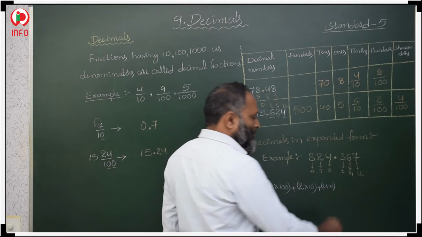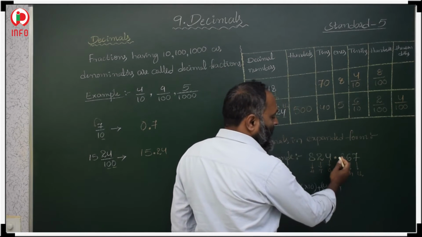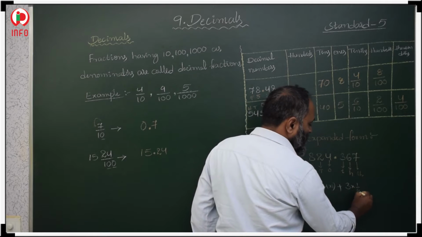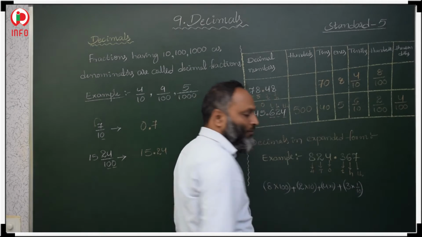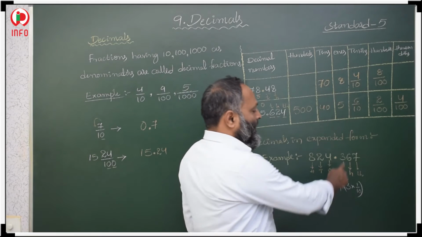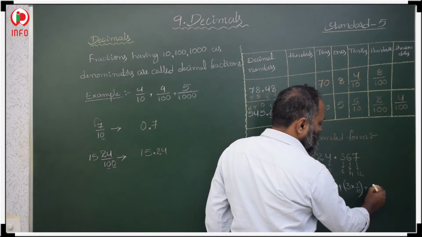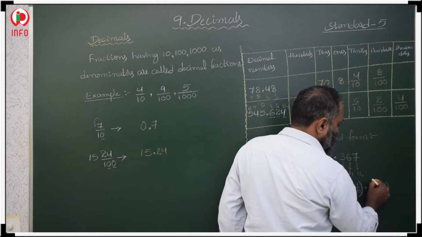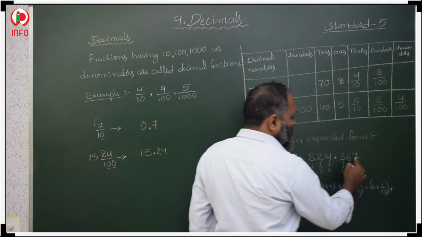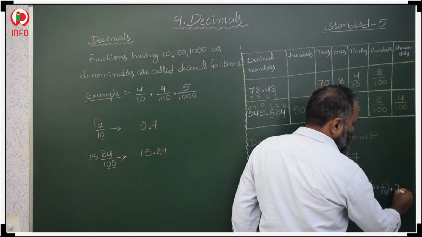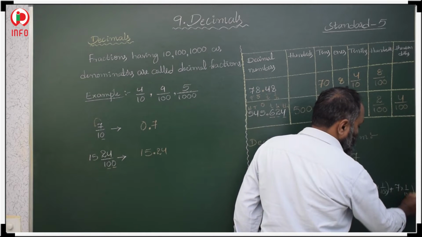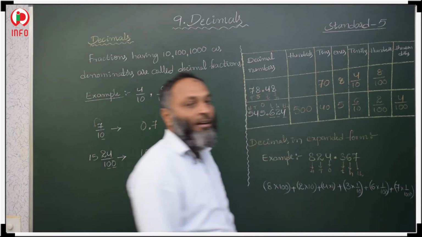Then after that, plus 3 is in tenths place, 3 into 1 by 10. Tenths means 3 into 1 by 10. Then 6 is in hundredths place, that is 6 into 1 by 100, plus 7 in thousandths place, 7 into 1 by 1000. This is the expanded form.